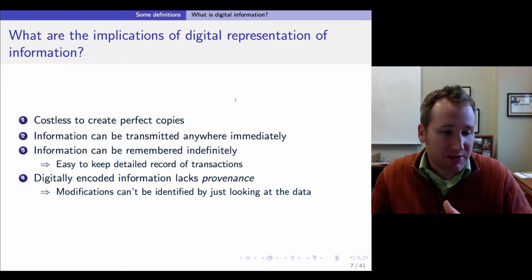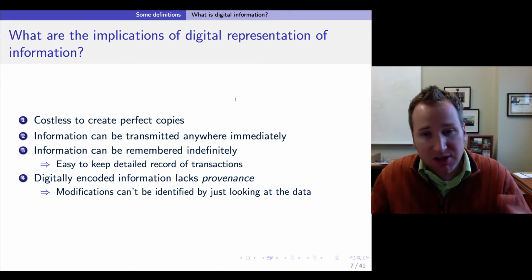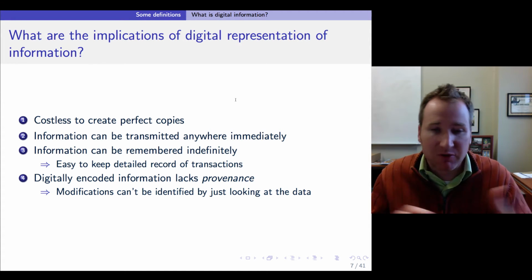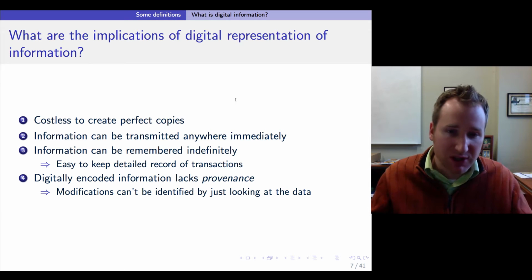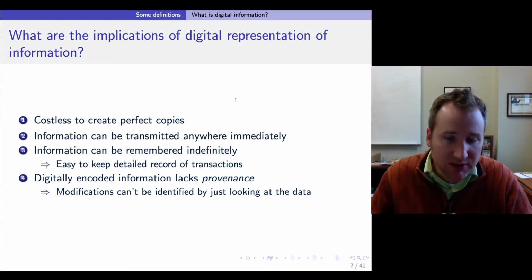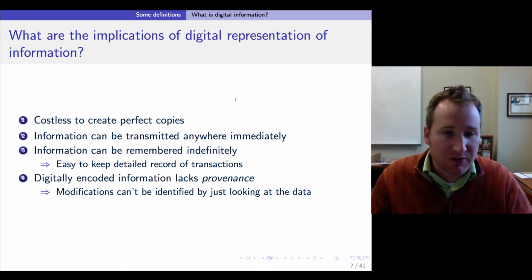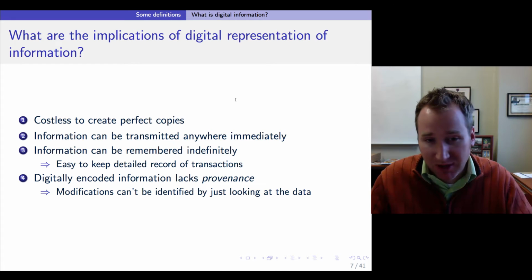Information can also be remembered indefinitely. This is positive, and allows you to keep a detailed record of transactions. We're in this era of big data where companies are just storing data in hopes of finding a use for it later. But this could also have security implications because what if a bad guy gets a hold of that data?